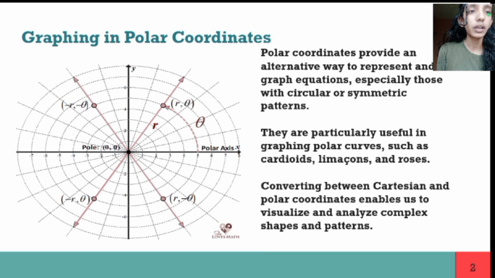Graphing in polar coordinates. Polar coordinates provide an alternative way to represent and graph equations, especially those with circular or asymmetric patterns. They are particularly useful in graphing polar curves such as cardioids, limacons, and roses. Converting between Cartesian and polar coordinates enables us to visualize and analyze complex shapes and patterns.